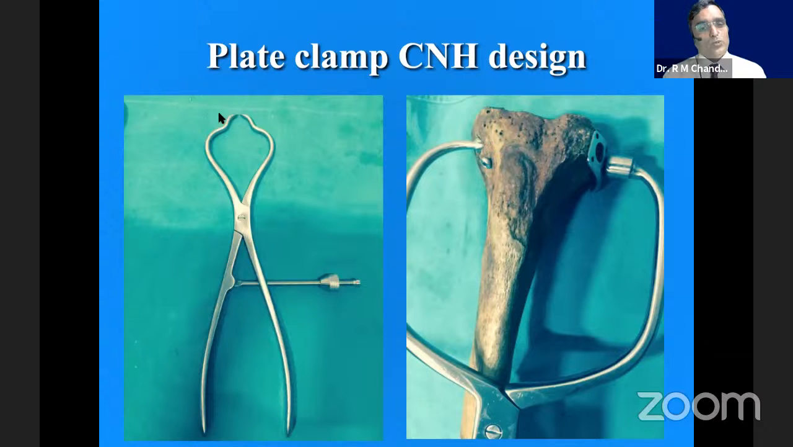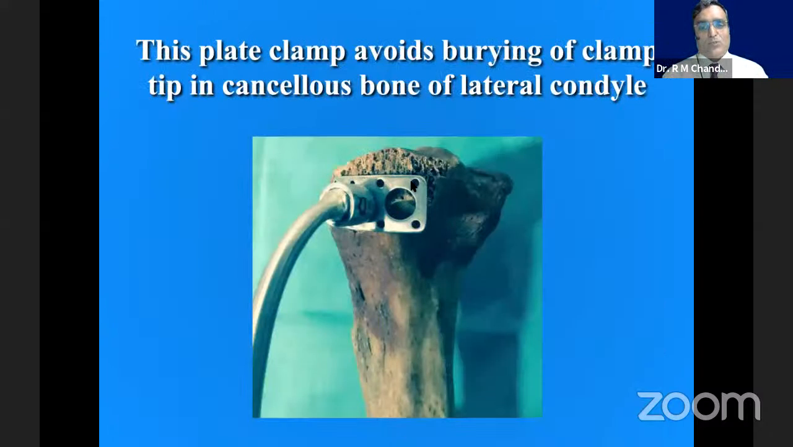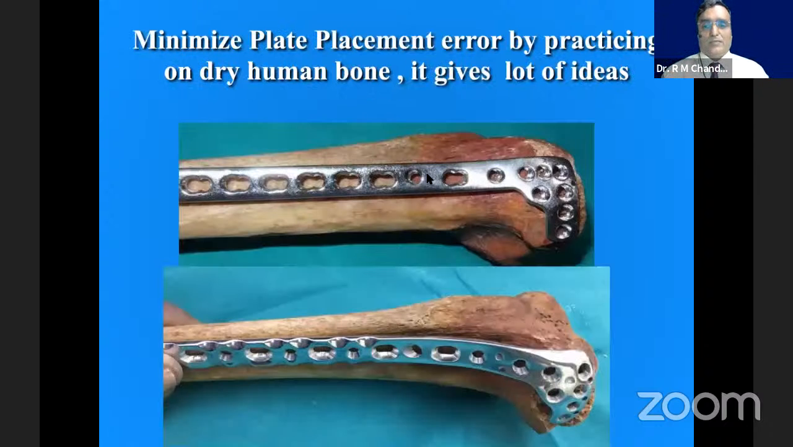And I also like to use this clamp devised by my OT assistant, which holds the condyles into position nicely. This is how the plate clamp works. So you can attach a small 1.5 K wire, compress. So this gets the condylar width back into position without fragmenting the fragments.